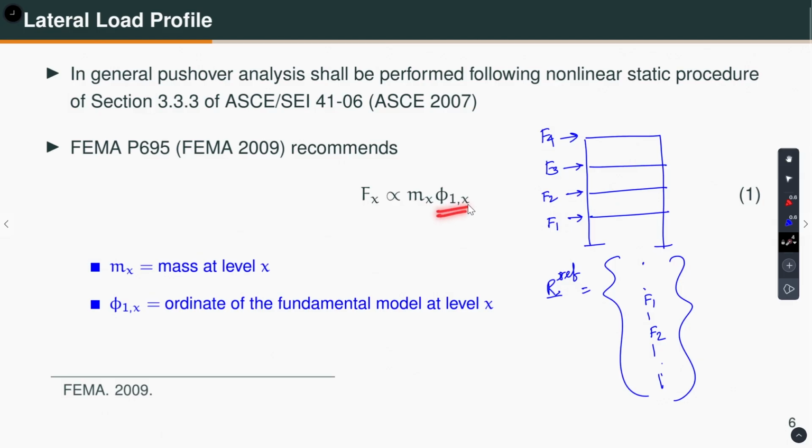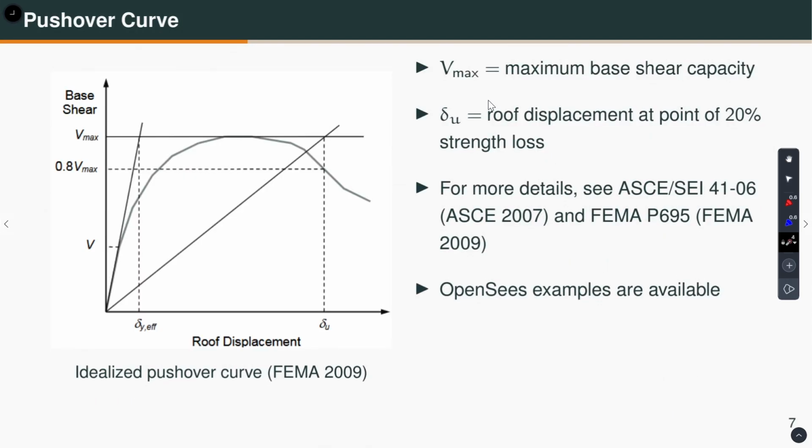You have to do an eigenvalue analysis in OpenSees to get the mode shape, and from there you take the fundamental mode ordinate multiplied by the mass, that is the force that you are applying. Remember, these are all reference values. We will be multiplying them by the scale factor or the load proportionality factor that comes out of the OpenSees analysis.